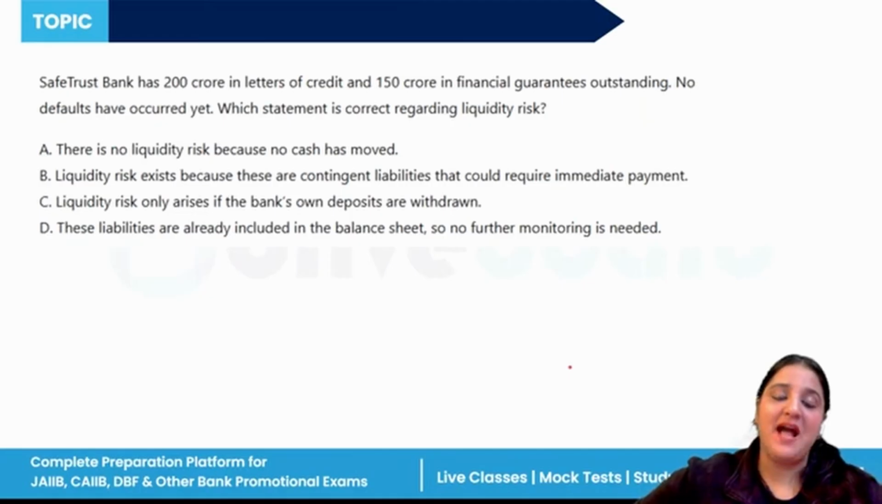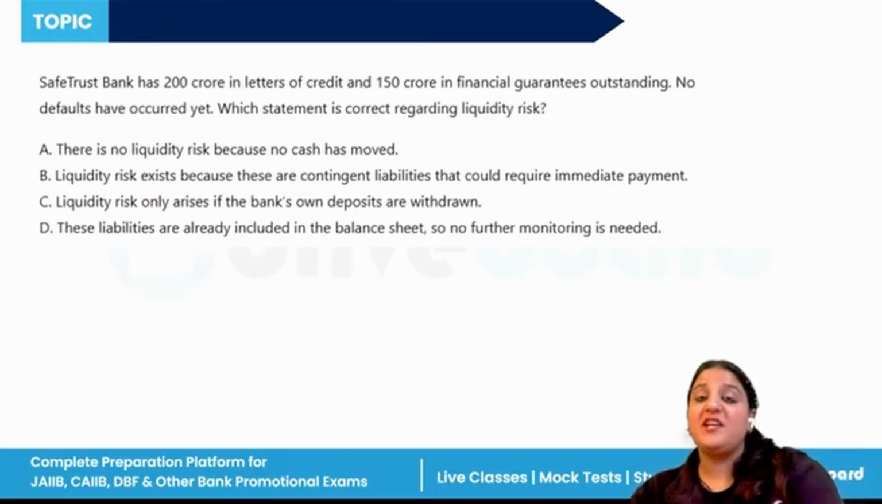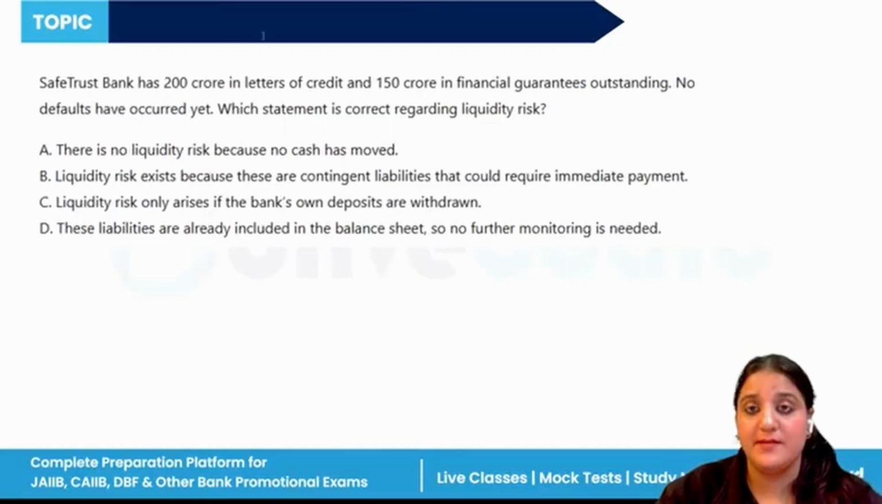Now, if Safe Trust Bank has 200 crore in letter of credit and 150 crore in financial guarantees outstanding, no defaults have occurred yet. So, which statement is correct regarding the liquidity risk? Which of the options is correct here?